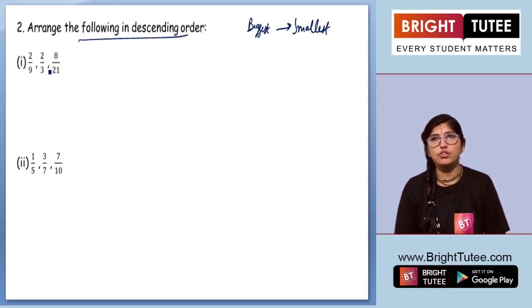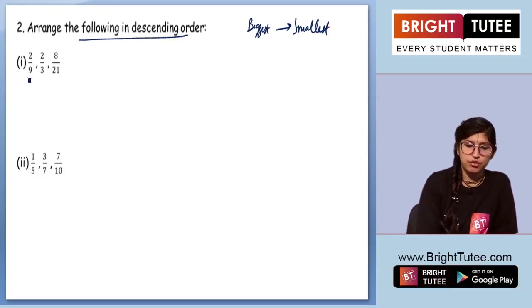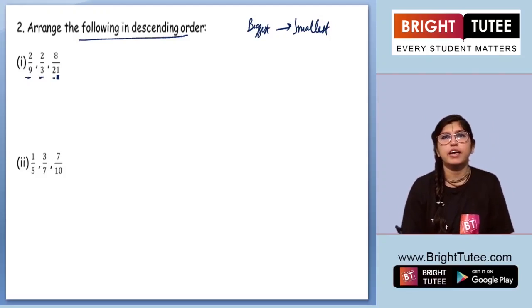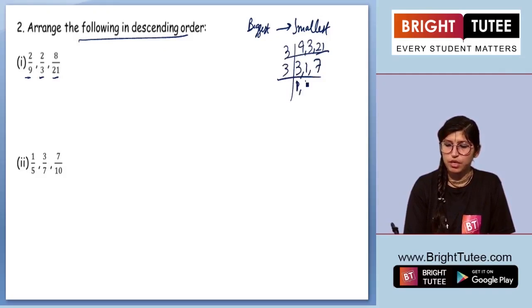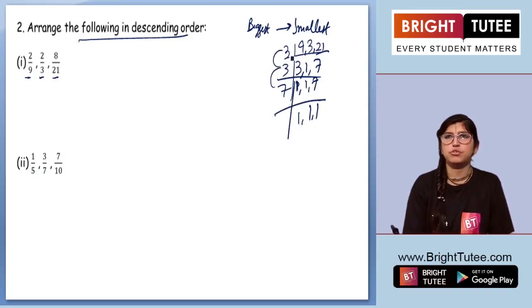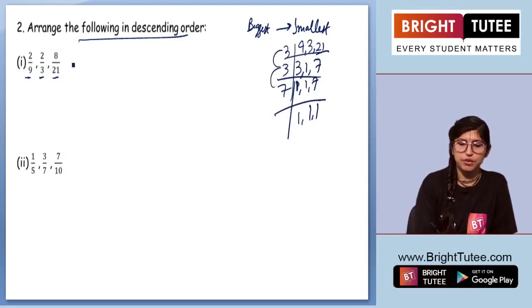So to convert it to like fractions, we need to find out the LCM for 9, 3 and 21. So what do we do? 9, 3 and 21. We start with 3. So we'll be getting this. Again, there will be one more time 3 and then there will be 7. So 7 times 3 is 21. 21 times 3 is 63.